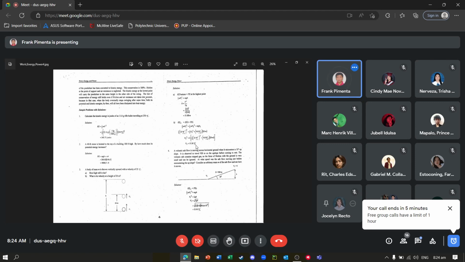So let us check if this is correct. The velocity at point 2 must be between 25 and 0. So if it is 25 here, the velocity will decrease until it reaches the height of 20 meters. The velocity is 15.26 meters per second. So that's correct. It should be in between 0 and 25.